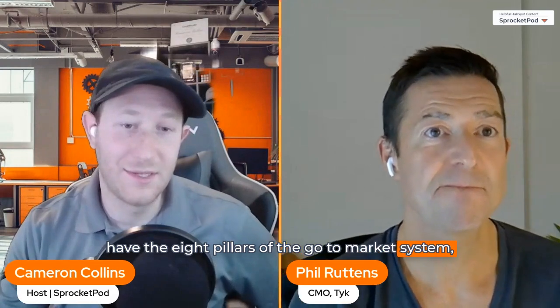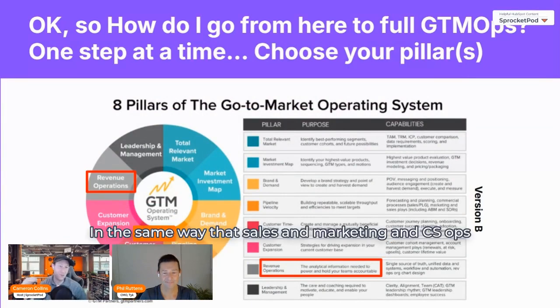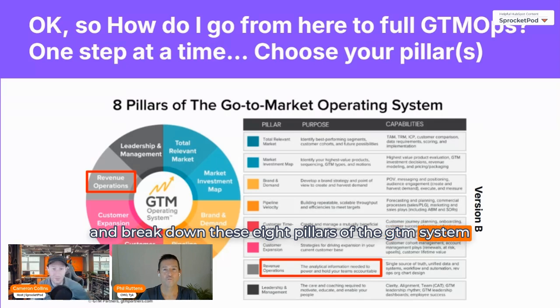Yeah. With all of that foundation in mind, I know that we have the 8 pillars of the go-to-market system, and I really want to dedicate some time to breaking these down, because go-to-market ops is a function of RevOps in the same way that sales, marketing, and CS ops are also a function of both of those two. But go ahead and break down these 8 pillars of the GTM system.